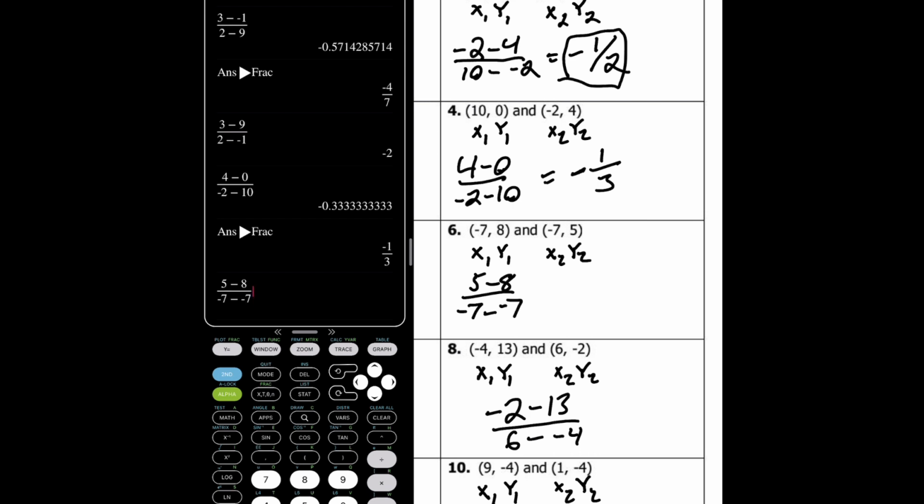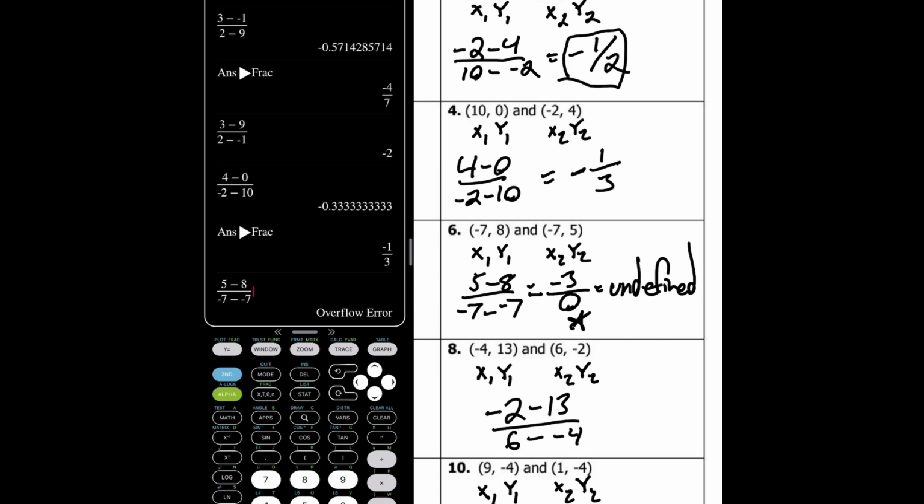Let's see what happens on this one. I hit enter, overflow error. You guys are not going to get an error that says overflow error. You guys are going to get an error that says divide by 0. If you get an error that says divide by 0, that means it is undefined. That is because 5 minus 8 is negative 3. Negative 7 minus negative 7 is 0. We cannot divide by 0. That's why it's undefined.